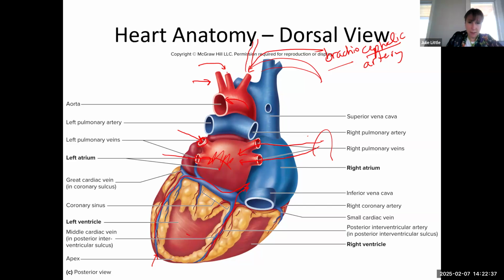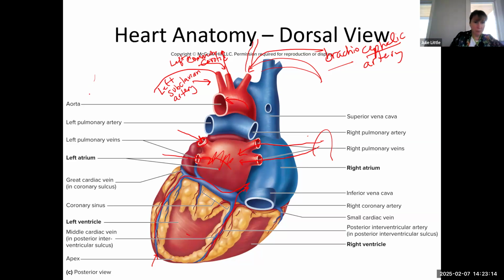This guy is going straight up. This is the second branch, and blood's coming out of it. It's going straight up the left side of your neck. This is your left common carotid artery. The next one is going underneath the subclavian down into the arm. So this is the left subclavian artery. Subclavian means under the clavicle. Okay, so you're learning them from behind.